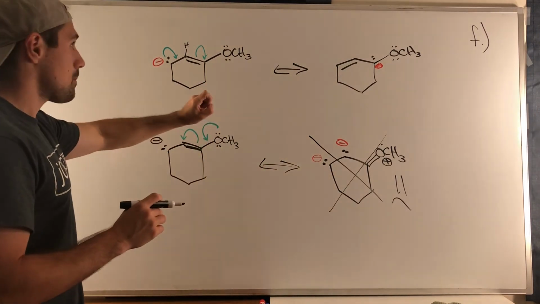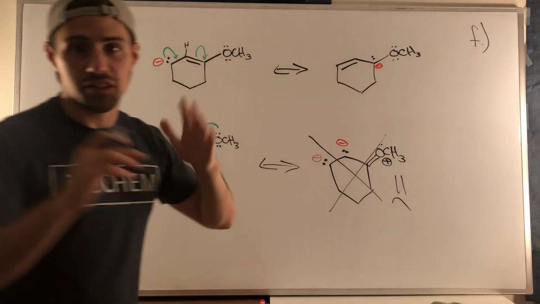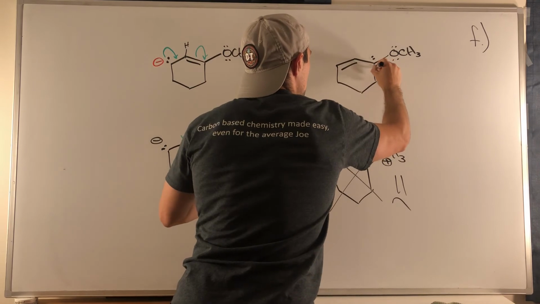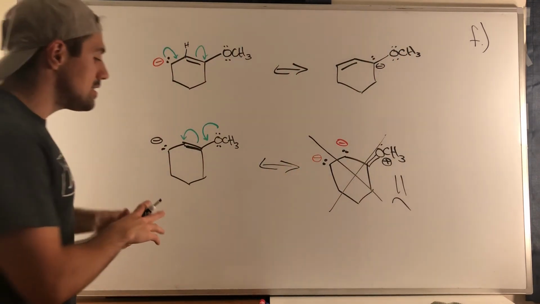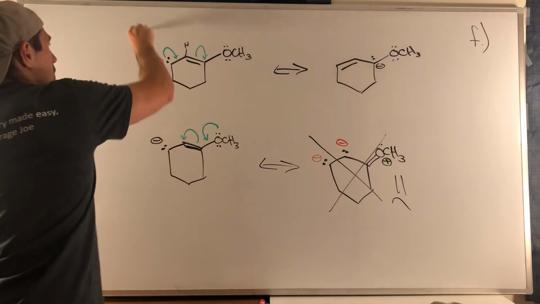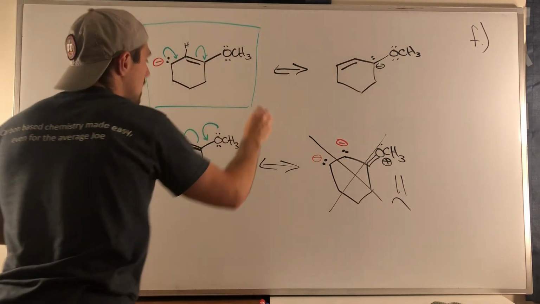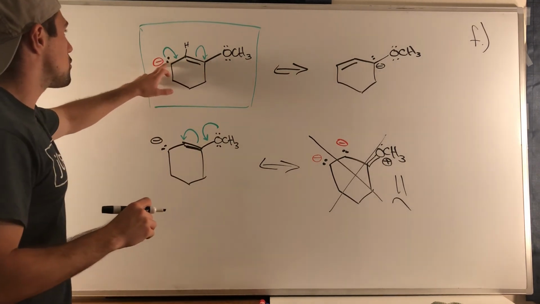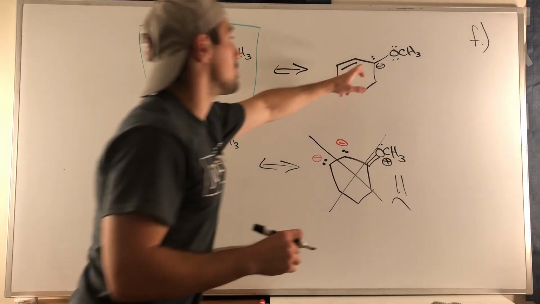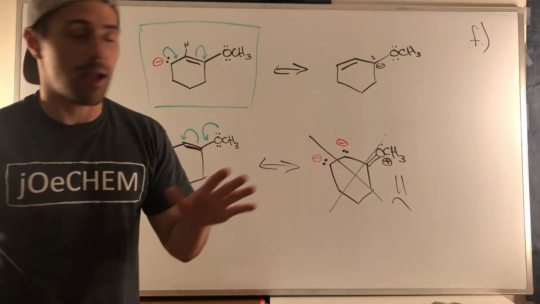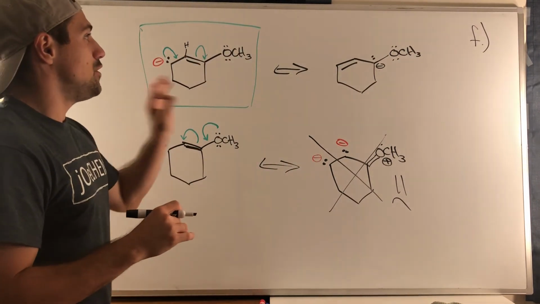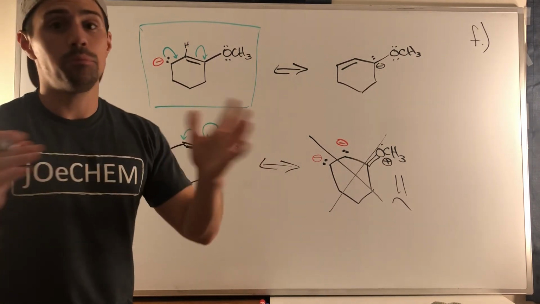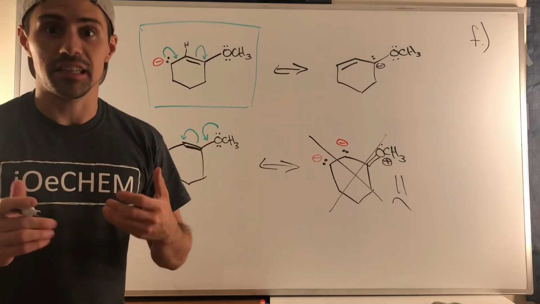So up top, this versus this as far as our battle for best overall contributor to the resonance hybrid. Let me make this a little bit nicer. So the reason why this structure is better for the overall resonance hybrid, we have the option of putting the negative charge on this carbon or this carbon. So it's a carbon either way, okay? Can't avoid that. However, oxygen is an electronegative atom, right? Any bond that it's part of, it's going to be stealing more electron density from whoever it's bonded to.